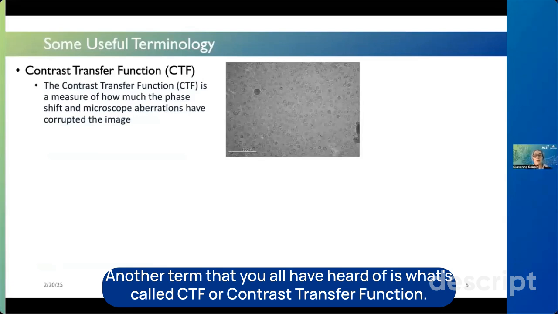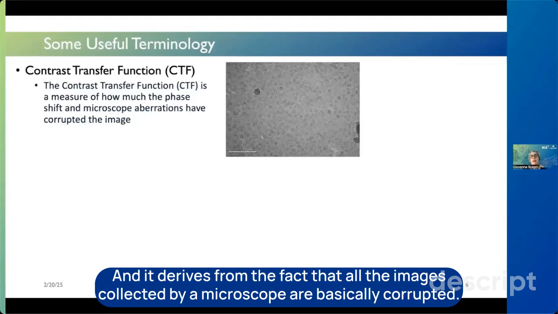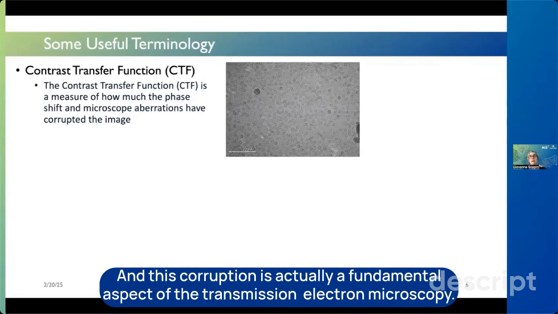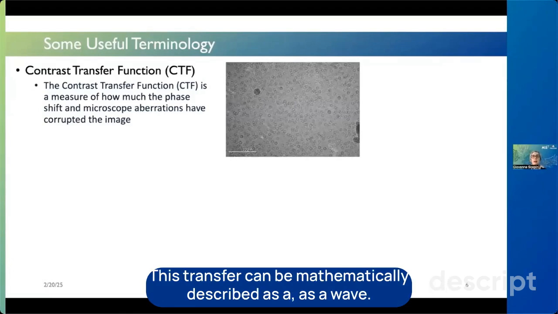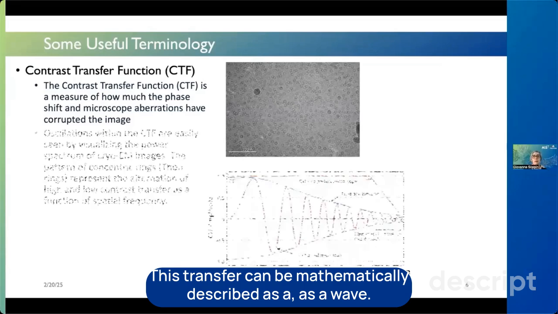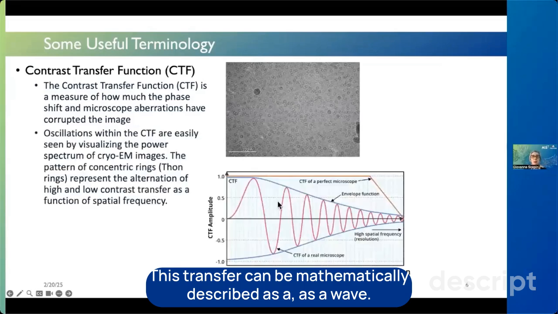Another term that you all have heard of is what's called CTF, or contrast transfer function. It derives from the fact that all the images collected by a microscope are basically corrupted. And this corruption is actually a fundamental aspect of transmission electron microscopy. It causes an uneven transfer of information as a function of spatial frequency. This transfer can be mathematically described as a wave.